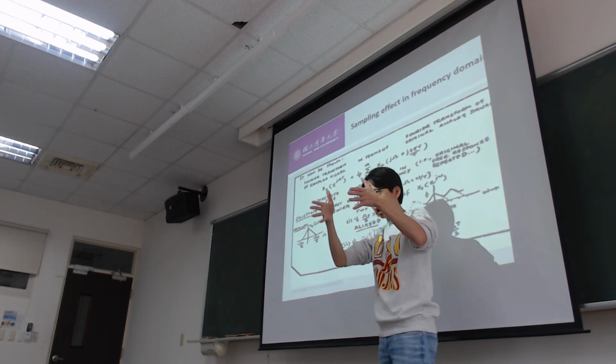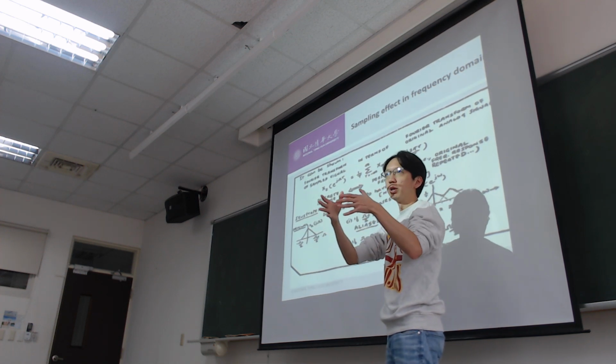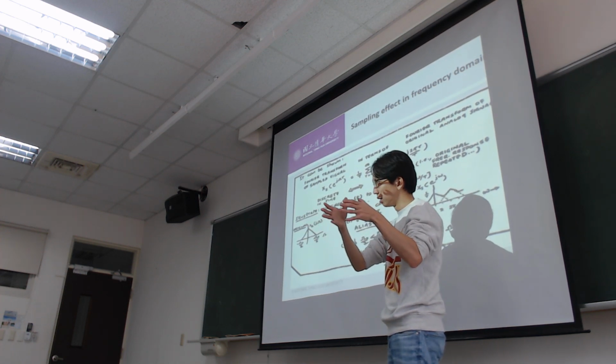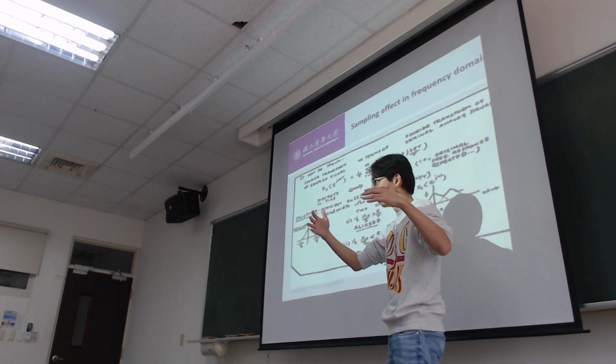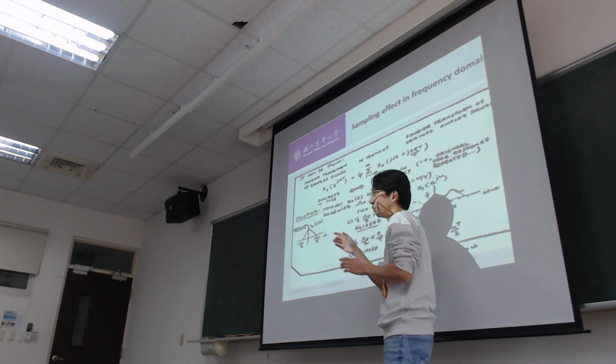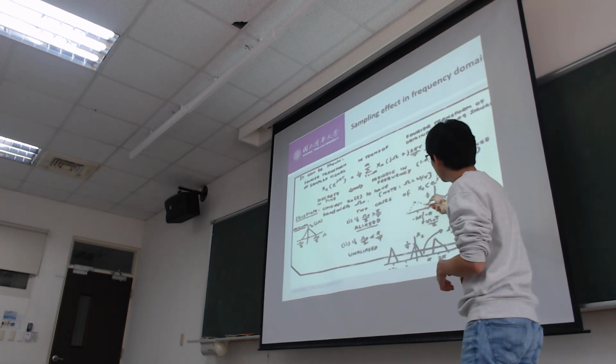If the original time domain signal has frequency components beyond your sampling period's interval, then you create alias. That's what we call aliasing.